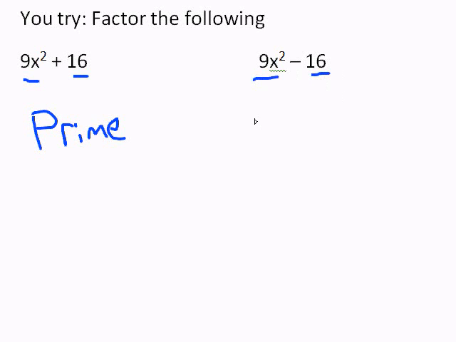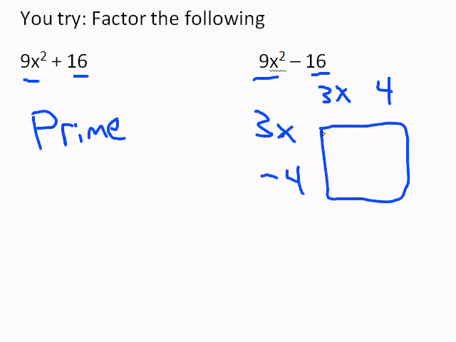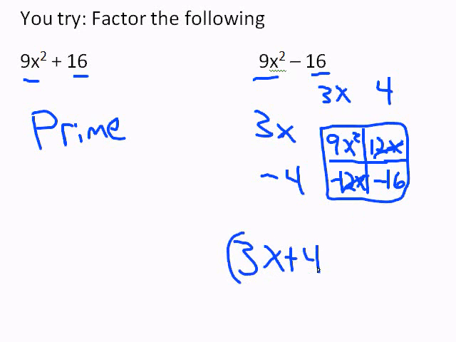Again, since both these things are square roots, my first attempt at guessing is going to be to make them positive 3x and positive 3x, positive 4 and negative 4. 3x times 3x is 9x squared. Negative 4 times 3x is negative 12x. 3x times 4 is 12x. And 4 times negative 4 is negative 16. When we combine our like terms, we're left with 9x squared minus 16 because the negative 12x and 12x cancel out. So that means our factors are 3x plus 4 and 3x minus 4.